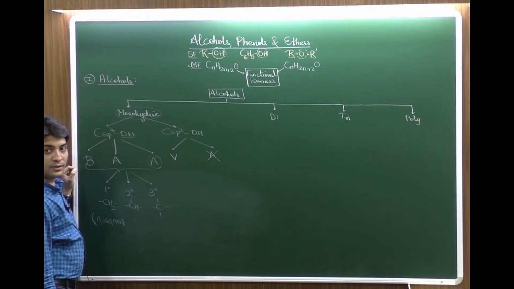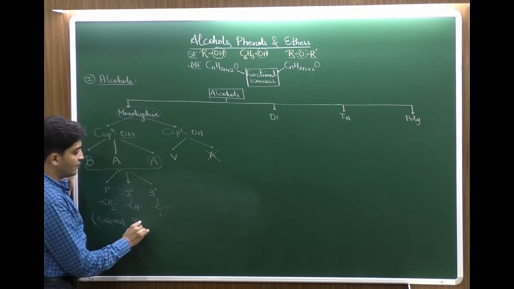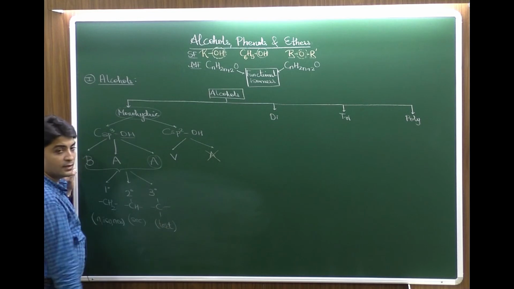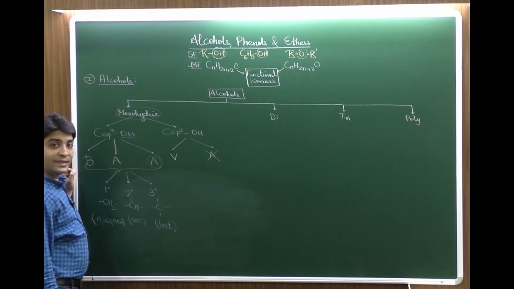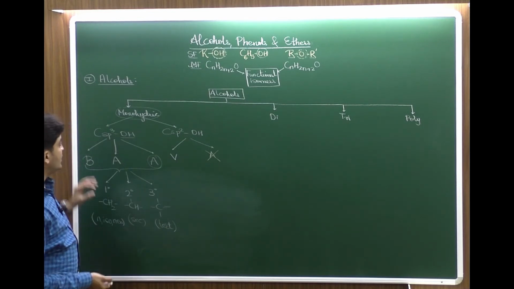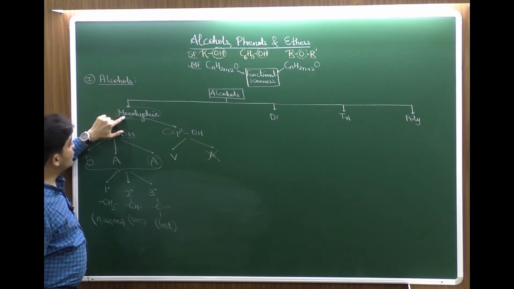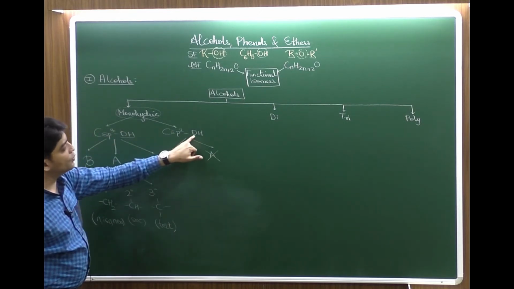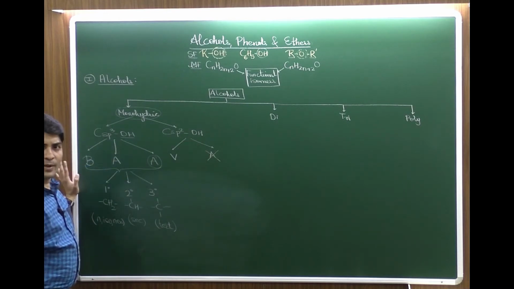Talking with respect to this. For a secondary, we have the prefix sec, and for the tertiary, we have the prefix tert. So that was a detailed classification of the monohydric alcohols depending on the hybridization of the carbon to which the OH group is bonded. So this part we have discussed in haloalkanes in quite detail.